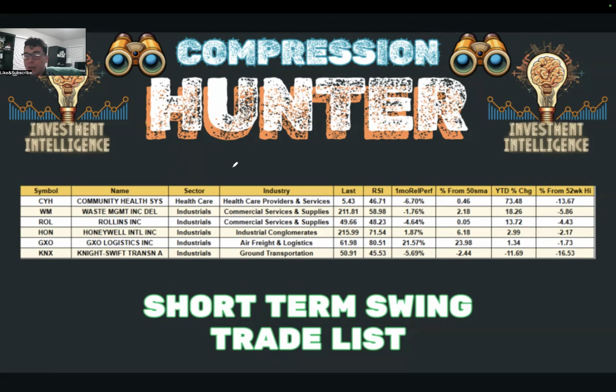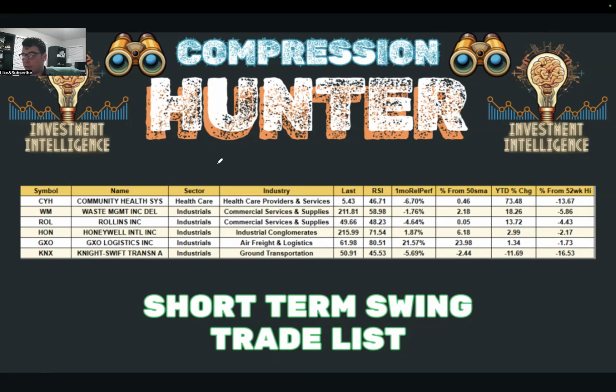Depending on what your strategy is, and what your specific style is, that's what this is for. The Compression Hunter is basically meant to look for stocks that could perhaps have very big moves. So if you're someone looking for those really big trades and you want to know how to find some of those really big trades, the Compression Hunter is going to be really good for you.